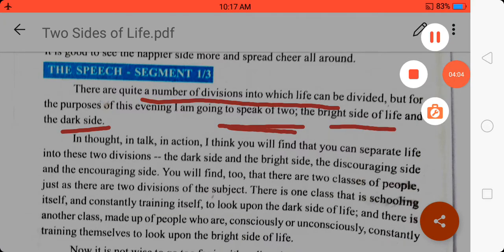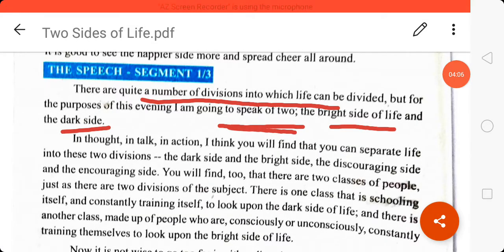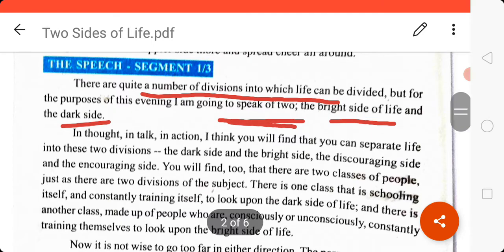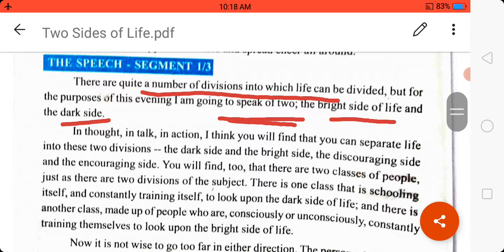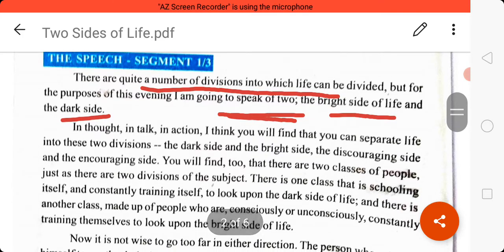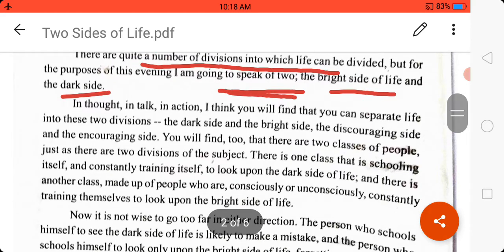There are quite a number of divisions into which life can be divided, but for the purpose of this evening I am going to speak of two: the bright side of life and the dark side. So he was giving a speech, and he is telling that life is divided into two divisions. What is the first one? The first one is the bright side, and the second one is the dark side.